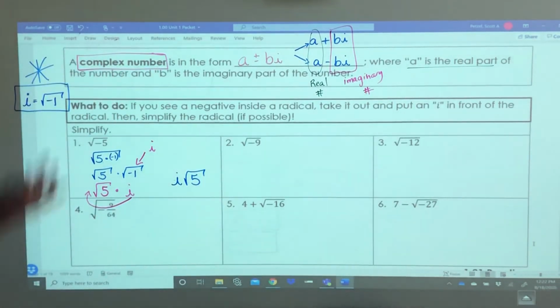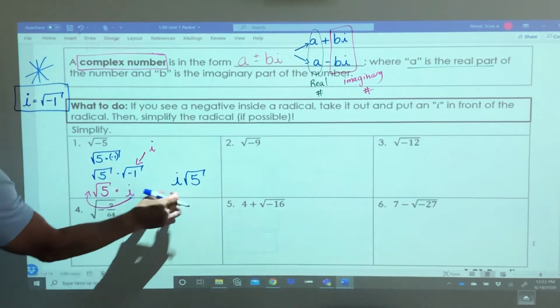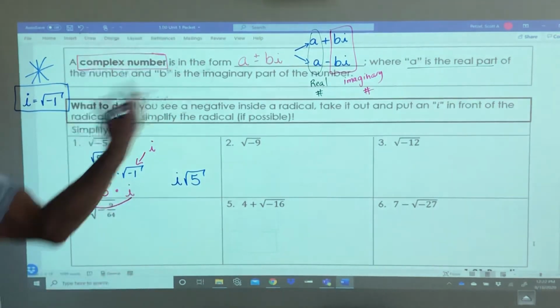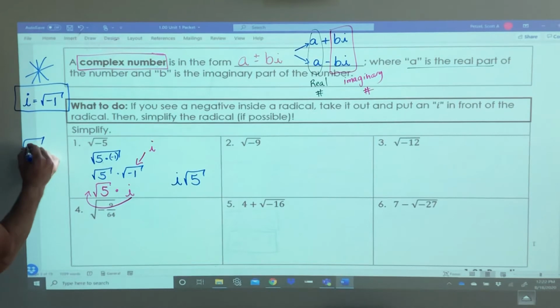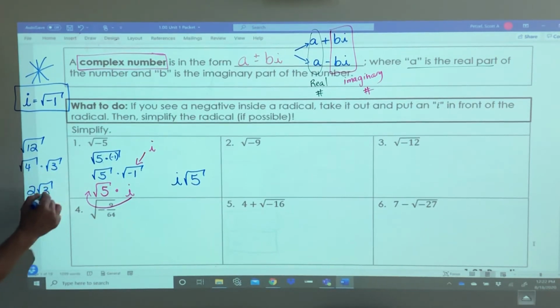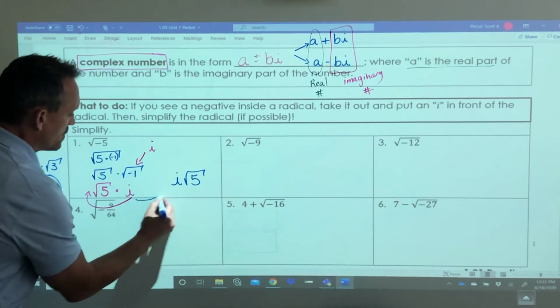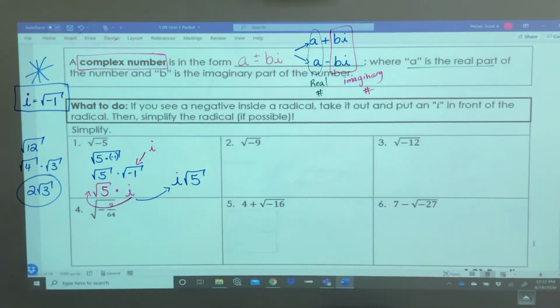Just like that, I comes out, and any number that comes out, like we had the 2 before. Recall we had square root of 4 times square root of 3. Well, the 2 comes out front. That's what you do with anything that comes out. You put it out into the front. All right? So make sure we're good with that.